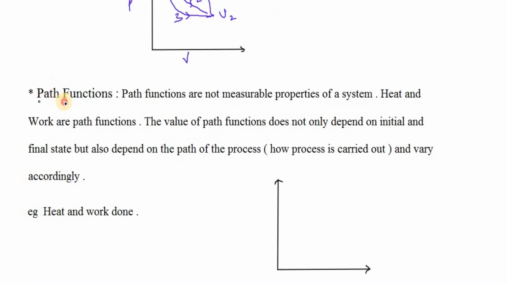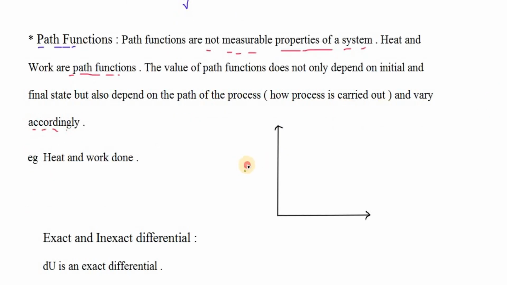Now when we talk about path functions, path functions are not measurable properties of a system. We cannot measure them as a property of the system; heat and work are the path functions. The value of a path function depends not only on the initial and final state, but also on the path of the process, how the process is carried out, and varies accordingly. Examples are heat and work done.